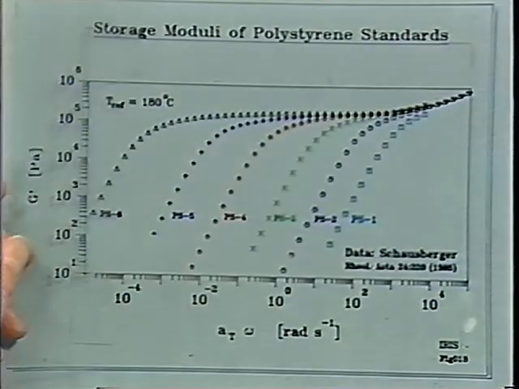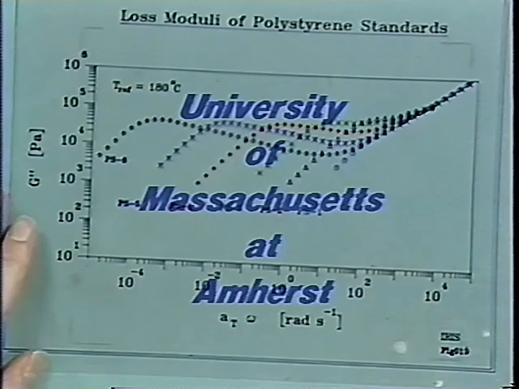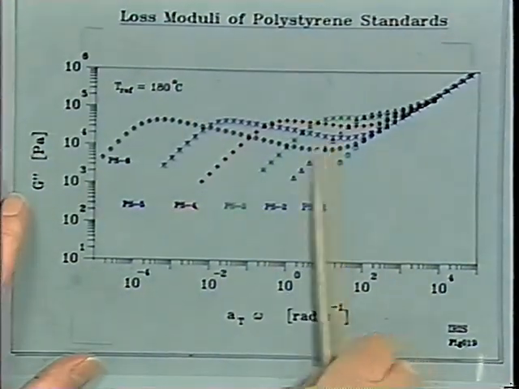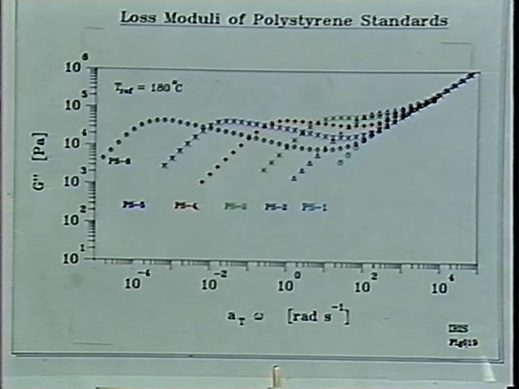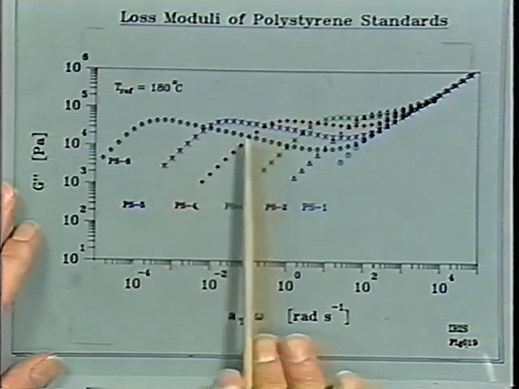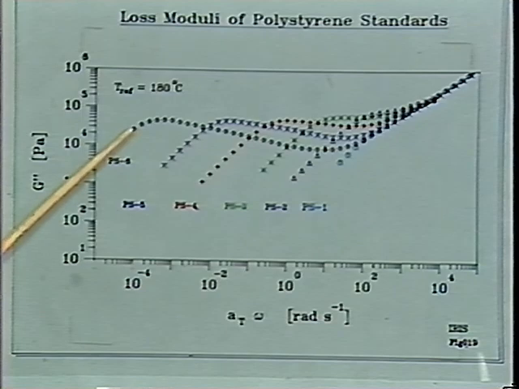This is the typical feature for G prime, and the typical feature for G double prime is also the extending of the spectrum to lower and lower frequencies. Remember, G prime and G double prime both contain the whole information of the spectrum, so it's also stretched to lower frequencies, longer times. And the characteristic now for G double prime is that the terminal zone here goes down with a slope of 1.